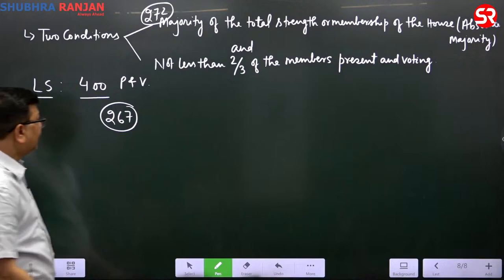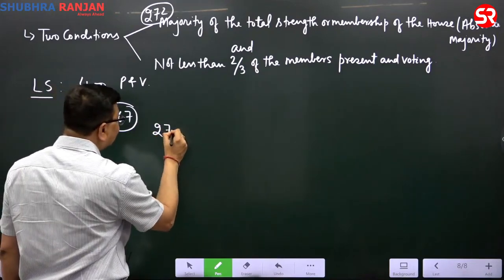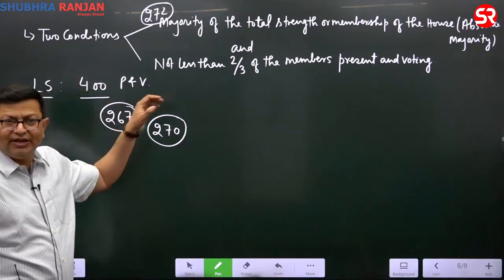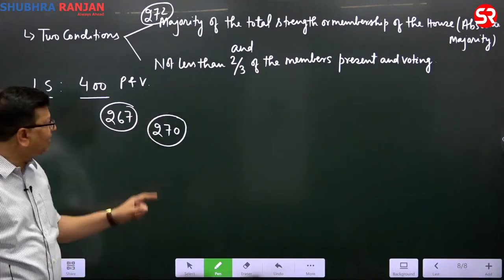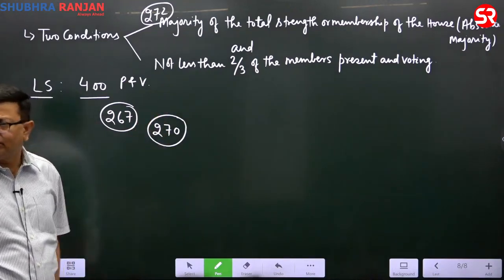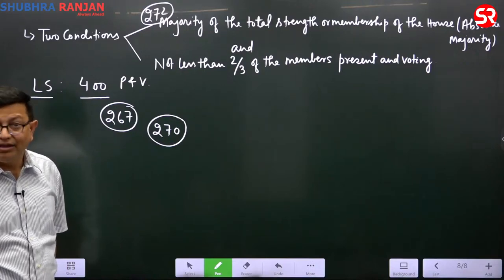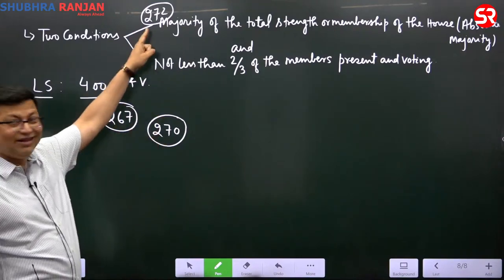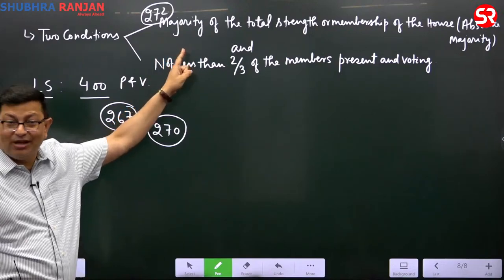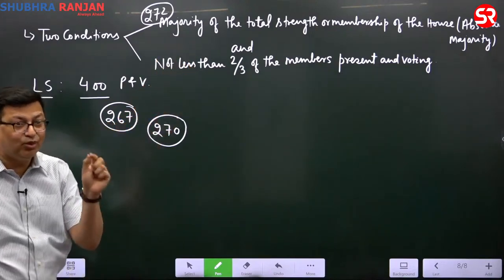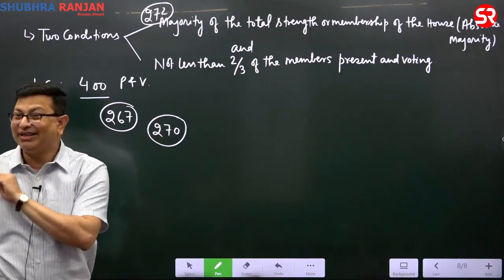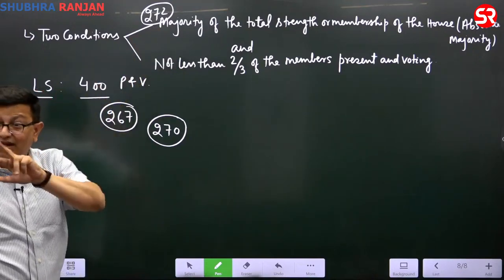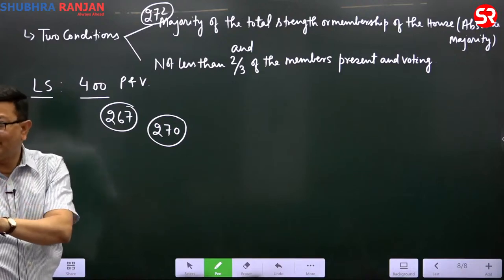Now suppose 270 members vote in favor of the bill which requires this majority. Will the bill be passed or not? No, it will not be passed. Why? Because 270 may be two-thirds, it is two-thirds, but it is less than 272. That number also has to be there. We require a minimum of 272, and along with it, it has to be equal to or more than two-thirds. Both the conditions have to be fulfilled. It means it is a tougher majority.